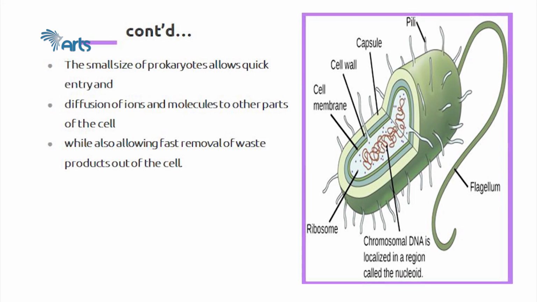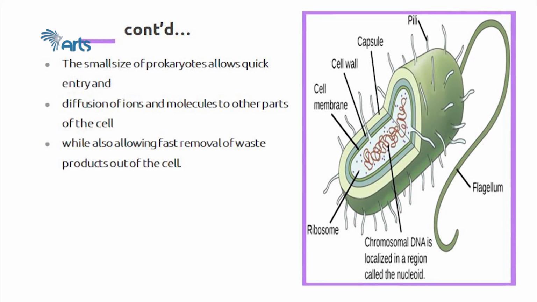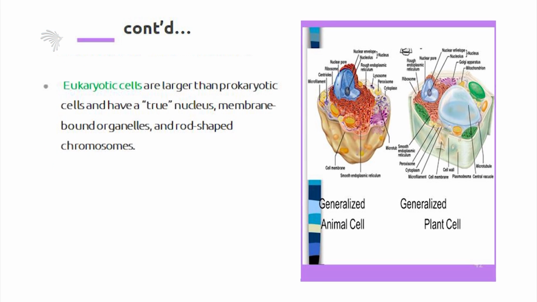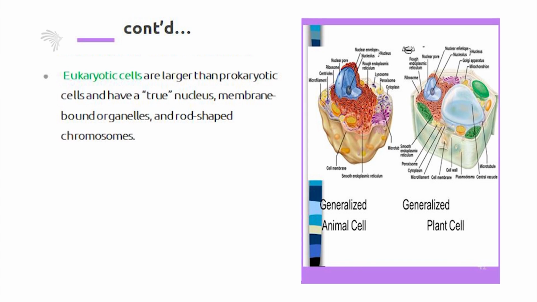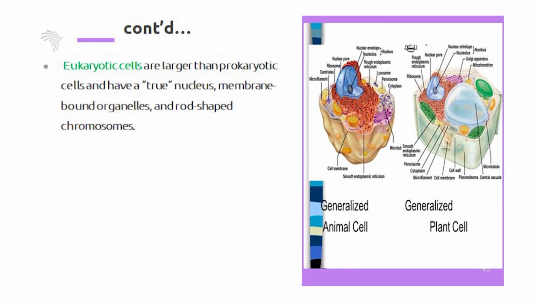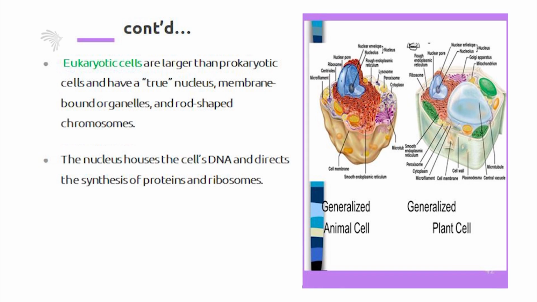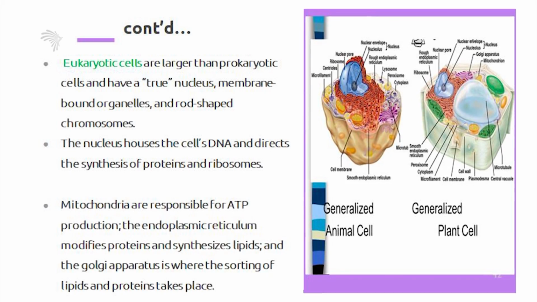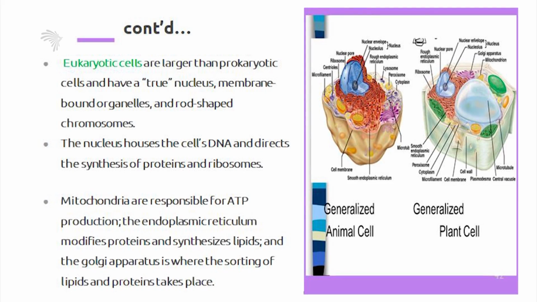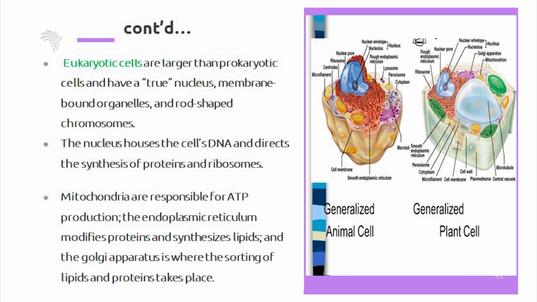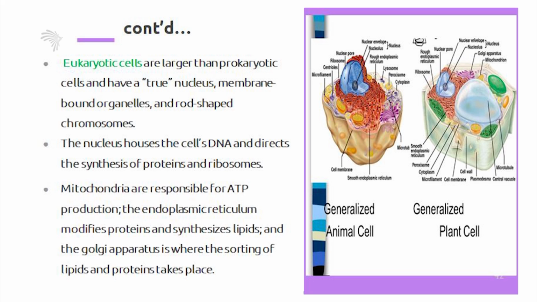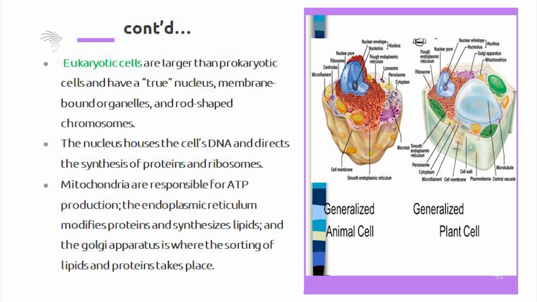Now when we come to the second cell type, we try to make a distinction between the eukaryotic and prokaryotic cell. The eukaryotic cells are larger than the prokaryotic cells and have a true nucleus, membrane-bound organelles, and rod-shaped chromosomes. The nucleus houses the cell's DNA and directs the synthesis of protein and ribosomes. Mitochondria are responsible for ATP production. The endoplasmic reticulum modifies proteins and synthesizes lipids. The Golgi apparatus is where sorting of lipid and protein takes place. So these are the main tasks of the eukaryotic cells.